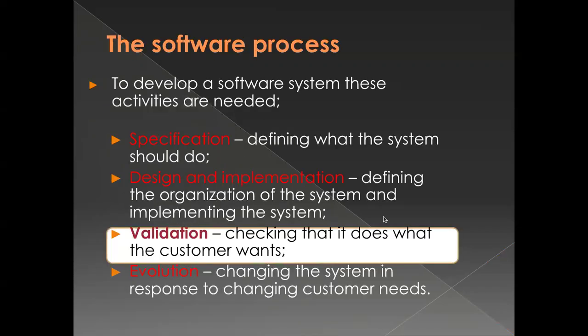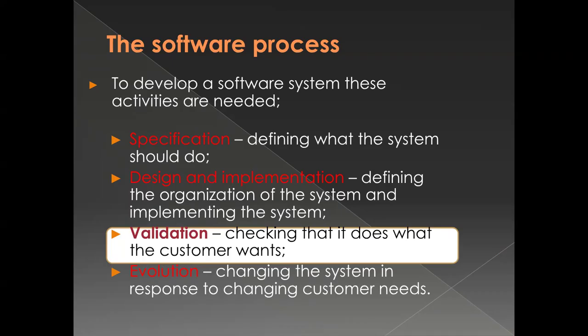First, the software process. To develop a software system, these activities are needed: specification, design and implementation, validation, evolution. Evolution changes the system in response to changes in the customer needs. Specification is defining what the system should do, at the beginning.